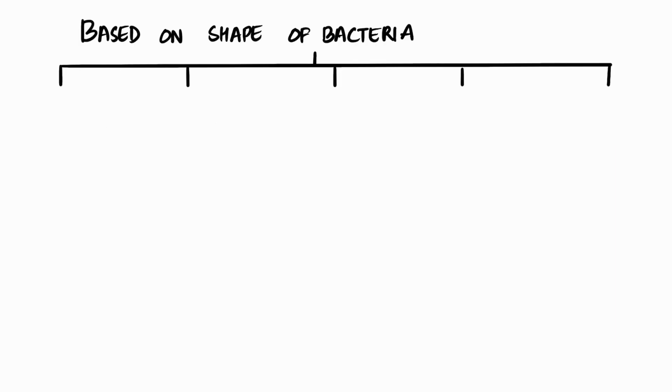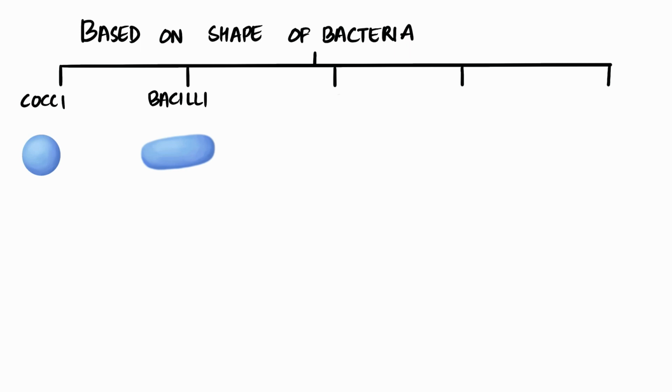Hi everyone, in this video we will be discussing the classification of medically important bacteria, and we will be focusing mainly on the classification based on their shape and gram stain. Based on shape, bacteria are classified into cocci, that is, they look spherical in shape. Next one is bacilli. These are rod-shaped cells.